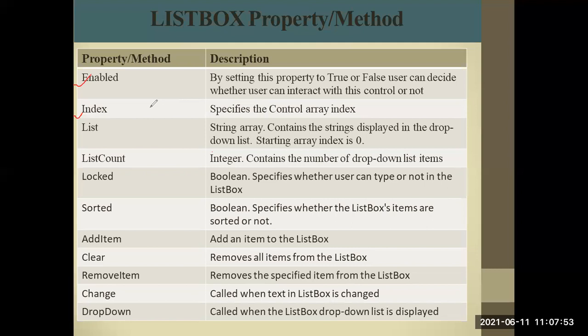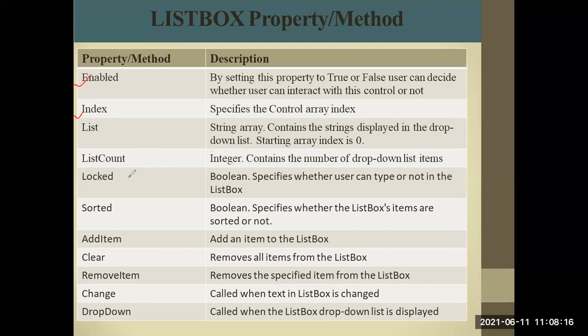Then Block. Block is again a very important property. It is a boolean type, that is true and false. It will specify whether the user can type or not in a list box. That means whether you can modify the list or not. This property basically provides this option.